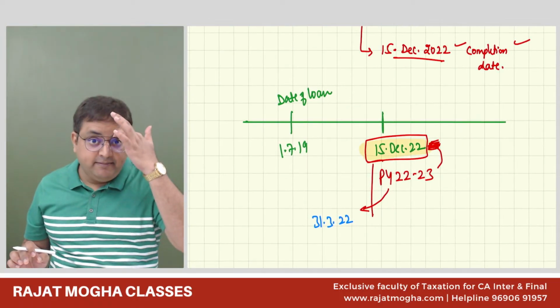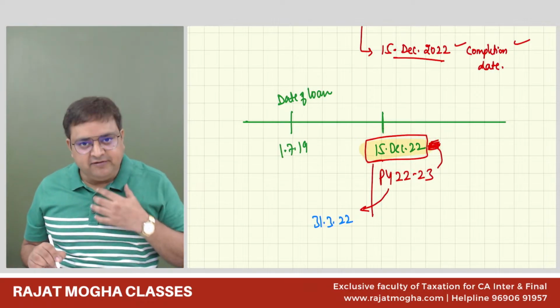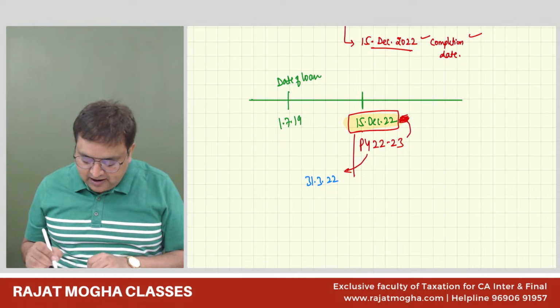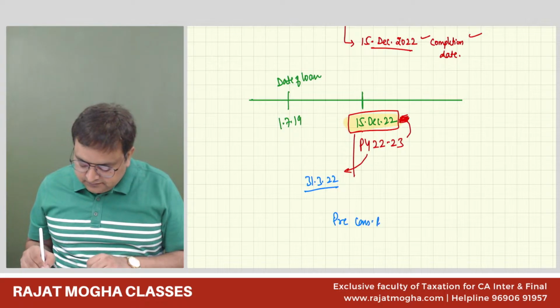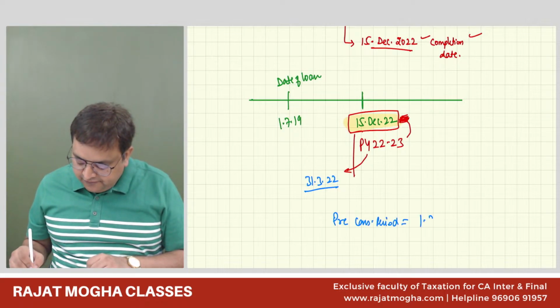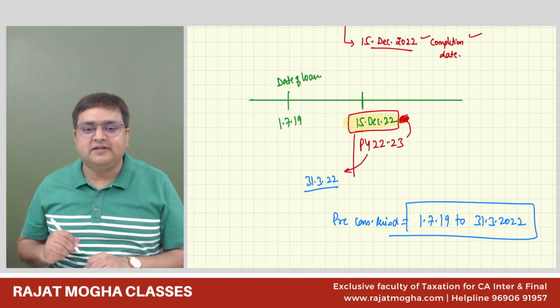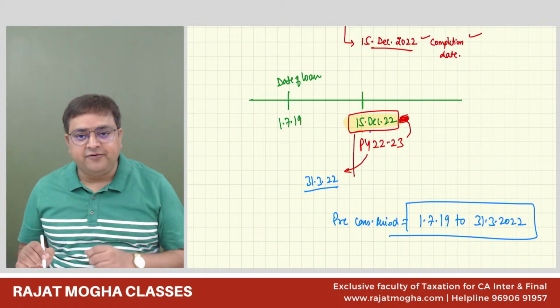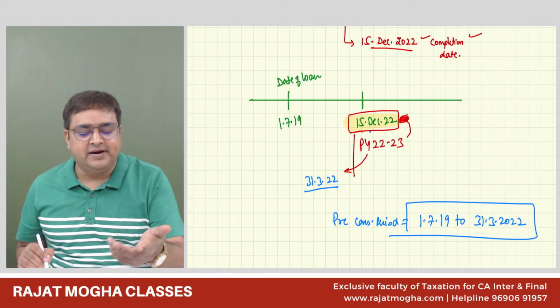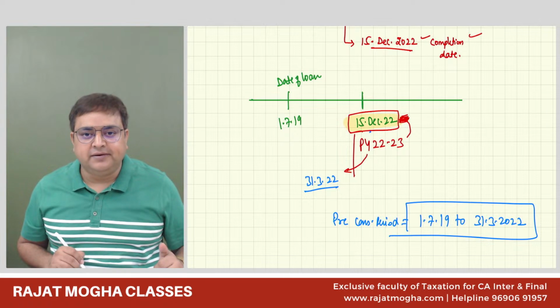Although technically a layman will say that the house is completed on 15th December 2022, as under house property we will say that the pre-construction period is from 1/7/19 till 31st March 2022. Have you understood this or not? This is the pre-construction period, not till 15th December. That is what a layman will say, but as per the house property provisions, we have to take till 31st March 2022 only.